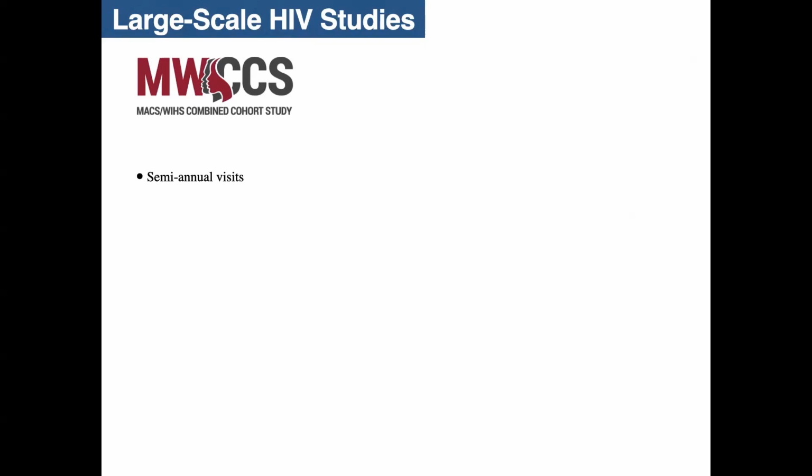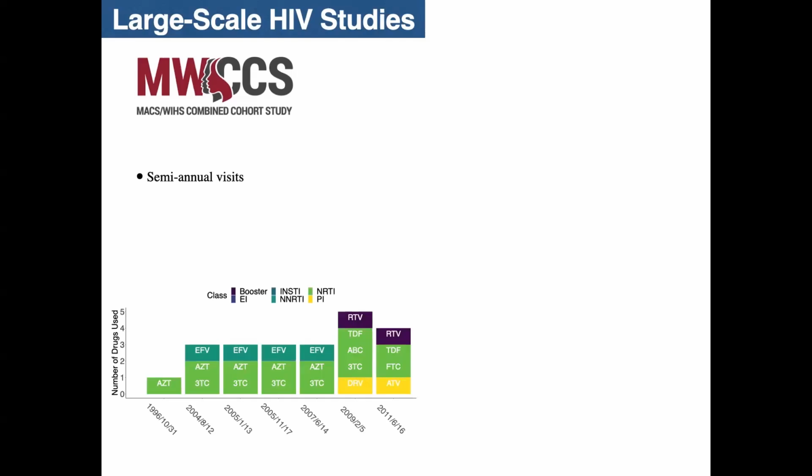We have several thousand participants here, and they have been followed up for up to 30 years. On average, they have semi-annual visits, and at each visit we recorded their ART regimens. For example, here the x-axis is the calendar date of their visits, and the y-axis is the number of drugs they used. We can see the pattern: at the beginning, they had monotherapy, only one ART drug, and now people have cocktail-type treatment, with multiple drugs from different drug classes. The letters are the drug names, and the different colors represent different drug classes.